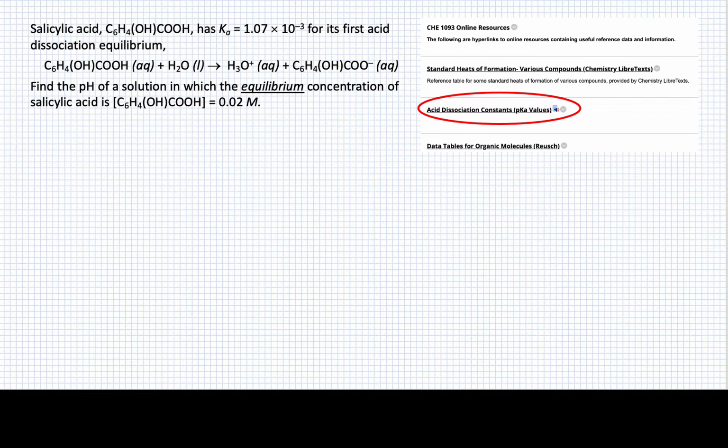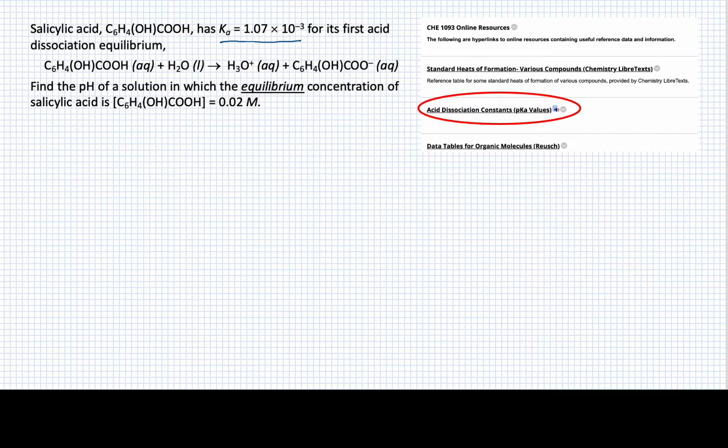Problem quiz 5 involves weak acid equilibrium. So we're going to see how that can be played out in a problem by using this practice problem as an example. We're given that salicylic acid has a certain Ka value for its first acid dissociation.